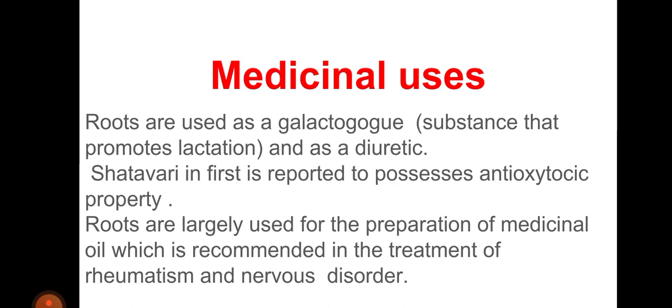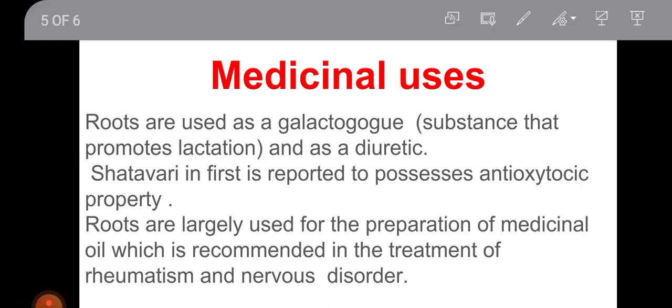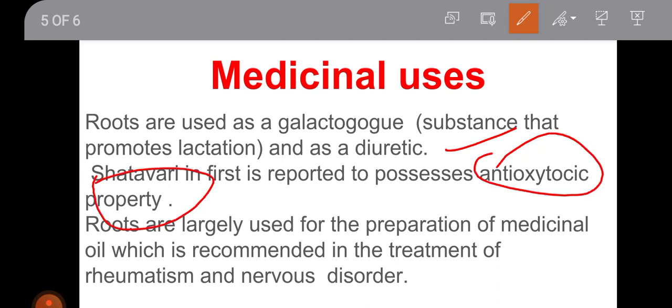The medicinal uses of this plant: the roots are used as a galactagogue, a substance that promotes lactation, and as a diuretic. Shatavari is first reported to possess an antioxytocic property. Roots are largely used for the preparation of a medicinal oil, which is recommended in the treatment of rheumatism and nervous disorders. You have to keep that in mind.